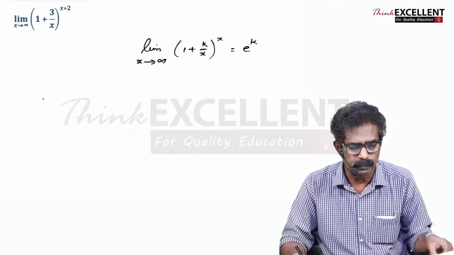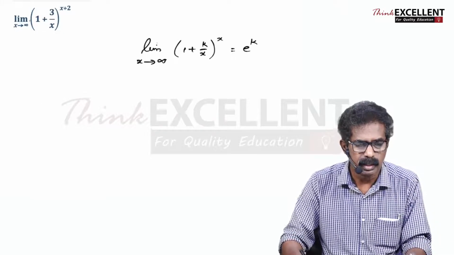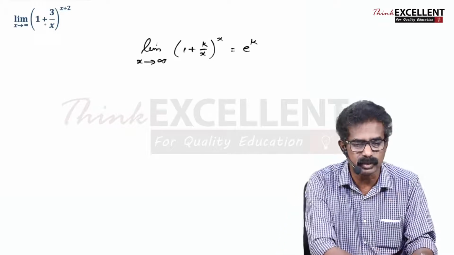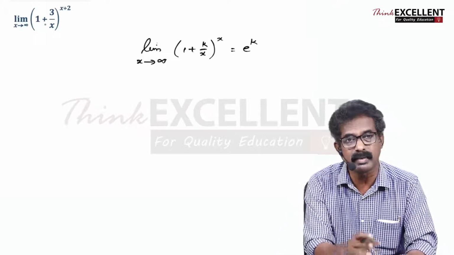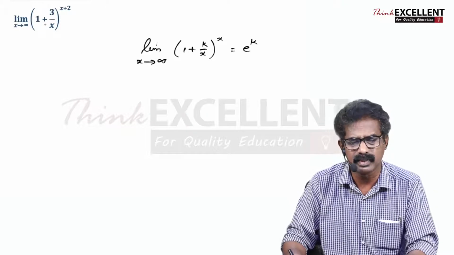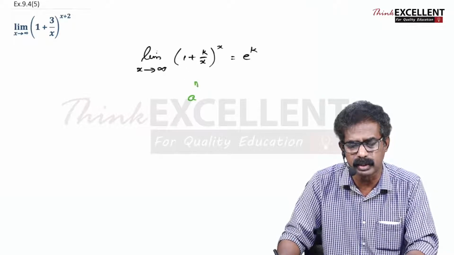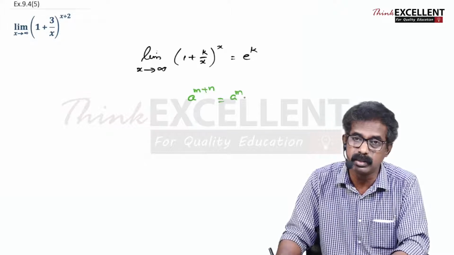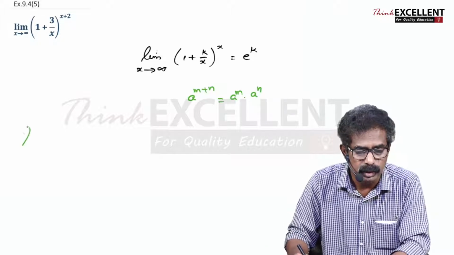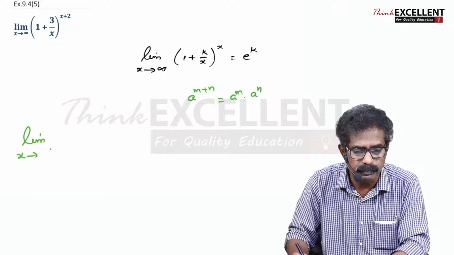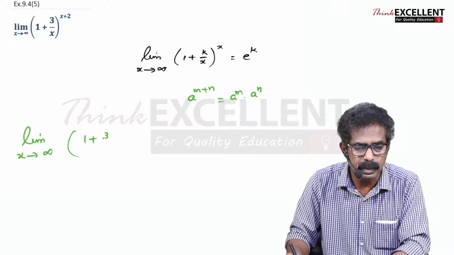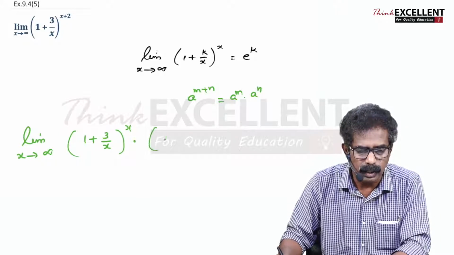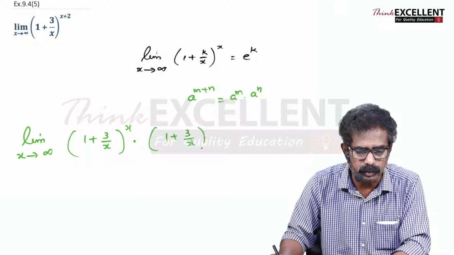Listen to the fifth question carefully. Limit x tends to infinity, 1 plus 3 by x. Instead of k we have 3, so 3 by x raised to x we need, but here we have x plus 2. So that's not a problem. You split into 2, a raised to m plus n, you can write it as a raised to m into a raised to n. So limit x tends to infinity, 1 plus 3 by x raised to x into 1 plus 3 by x raised to 2.